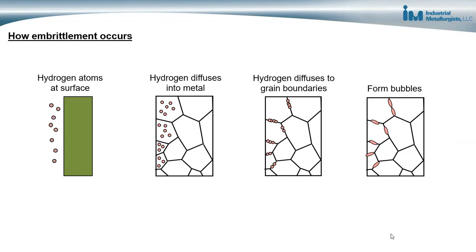So in this slide, I explain how hydrogen embrittlement occurs. When a metal is exposed to hydrogen atoms, that metal can absorb the hydrogen atoms, and those atoms will diffuse into the metal. And if given enough time, the atoms can diffuse to the grain boundaries and then form bubbles at the grain boundaries. When this occurs, the grain boundaries become weakened because of the stresses that the hydrogen gas exerts on the grain boundaries, and this enables easy formation of cracks along the grain boundaries because of the weakened grain boundaries.